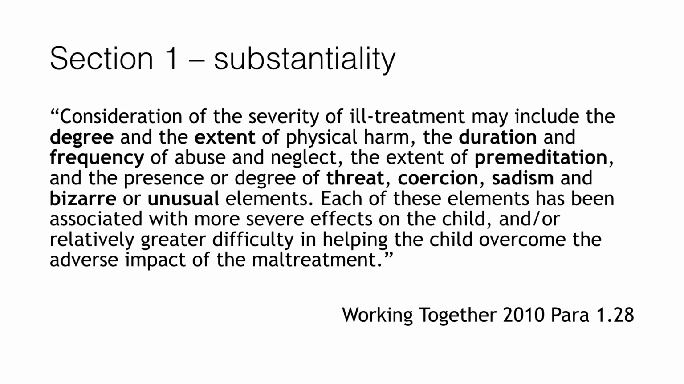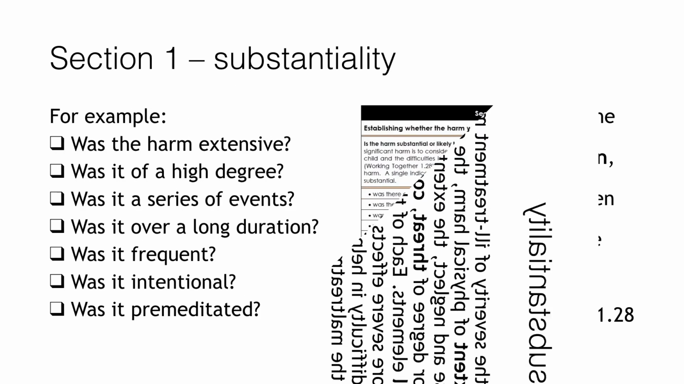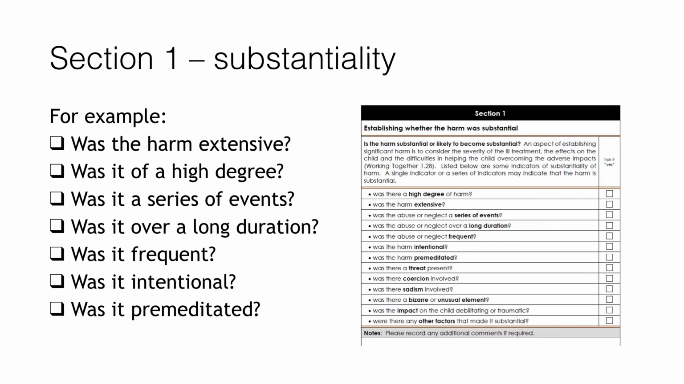You'll note the examples of what makes harm significant include degree of harm, its extent, duration, frequency, if it's premeditated, if there was a degree of threat or coercion, or sadism, or so on. These are listed as they have been associated with types of experiences that children have great difficulty overcoming in their lives. As a checklist, it helps you review your case and what in particular about those circumstances, events or behaviours indicate that the harm is severe.